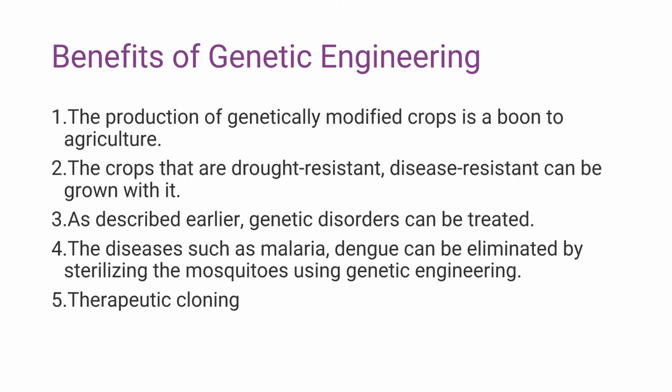Now, all these technologies benefit humankind generally by means of production of genetically modified crops, which are nowadays a boon to agriculture with improved agricultural traits. Then crops that are drought resistant, disease resistant can also be grown with the help of genetic engineering. As described earlier, genetic disorders within humans can be treated.